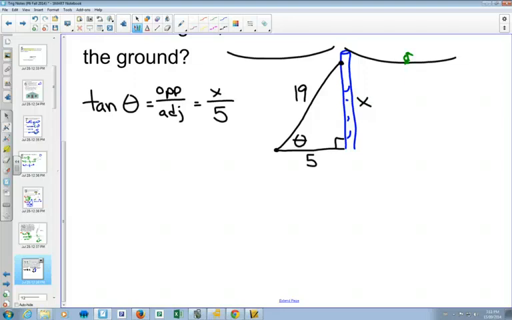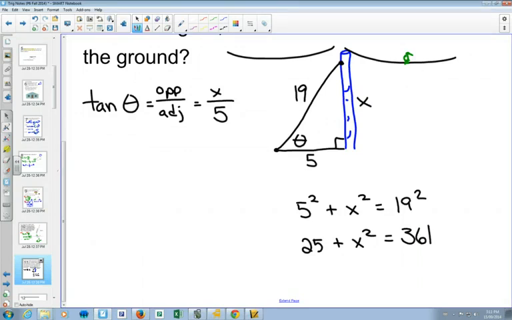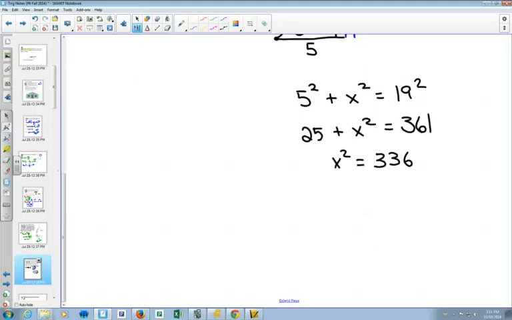So then we have to go, do we have a way of finding x? A squared plus b squared equals c squared. 5 squared is 25. 19 squared is 361. Subtract 25 on both sides. X squared is 336. So we take the square root of that. And we get 18.3 dot, dot, dot. I'll do that because I don't want to round early until I figure out the whole question.